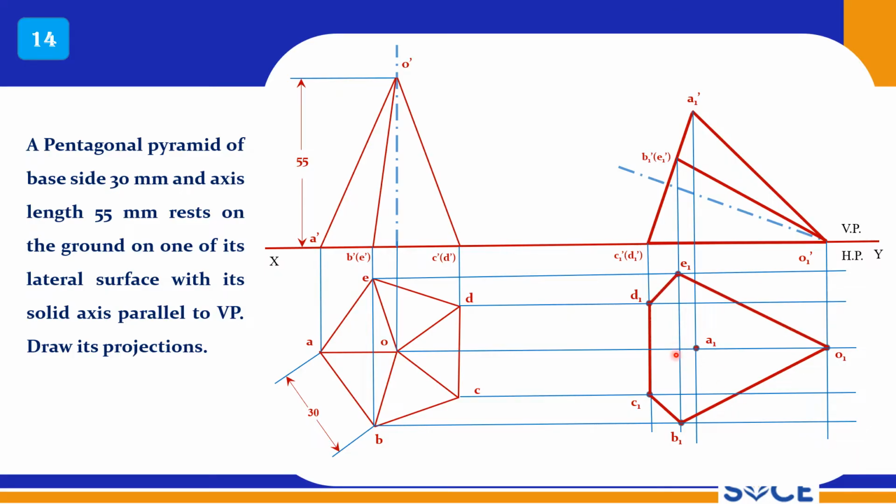And now you have to decide whether A is a visible or invisible point. A is a visible point. So A is connected to B, A is connected to E, and A is connected to O also. Now C, D are lying at the bottom, so they are invisible edges. So DO as well as CO are invisible edges in top view. So DO should be connected with a dotted line and CO should be connected with a dotted line. So that is the projection of this solid.